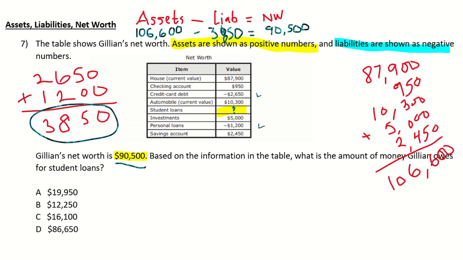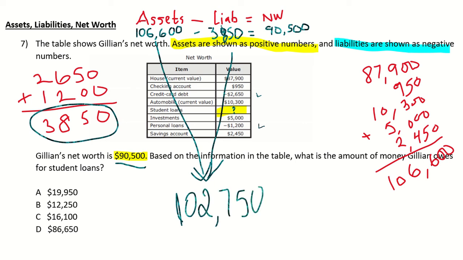106,600 minus 3,850. You're going to have to excuse me, I'm bringing down this equation. When I do that subtraction, I get 102,750 on that side of the equation. But net worth, though, is 90,500. So student loans is going to be something else we need to subtract.